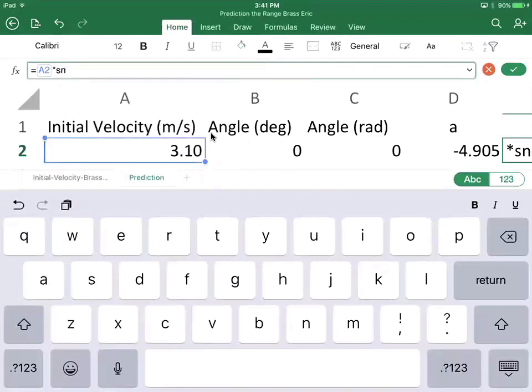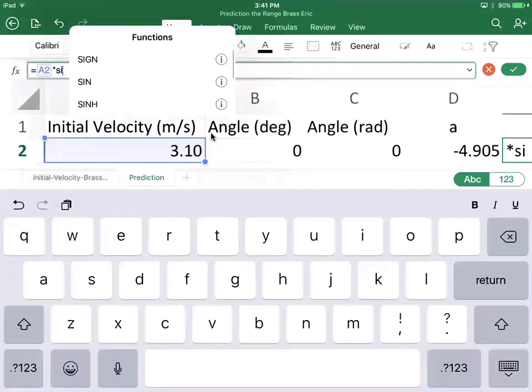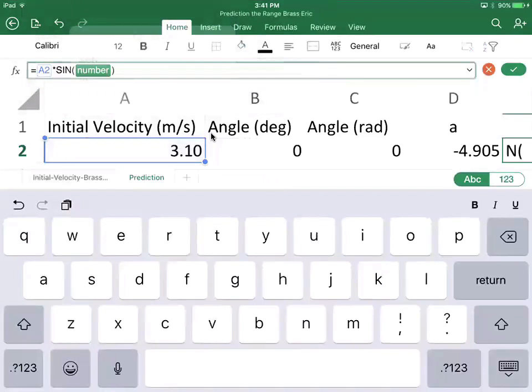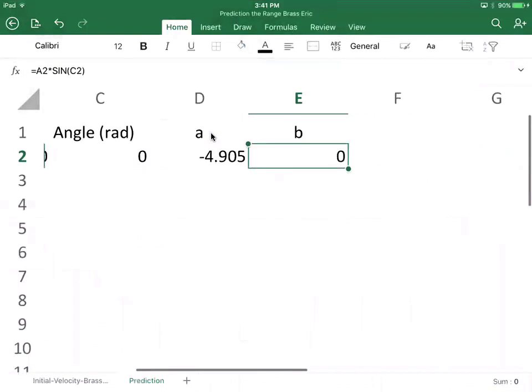S-I-N. There's our function right there in the middle. And again, we don't want to use angle in degrees. We want angle in radians. So you might be tempted to go ahead and do angle in degrees, but don't do that. It's going to be angle in radians.